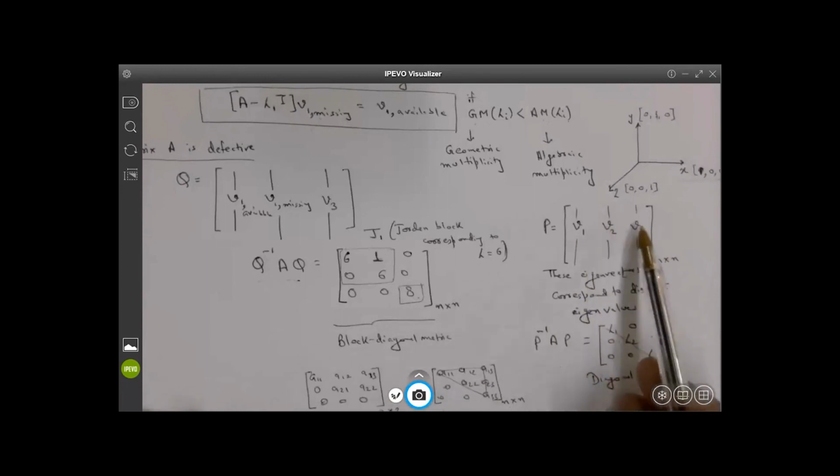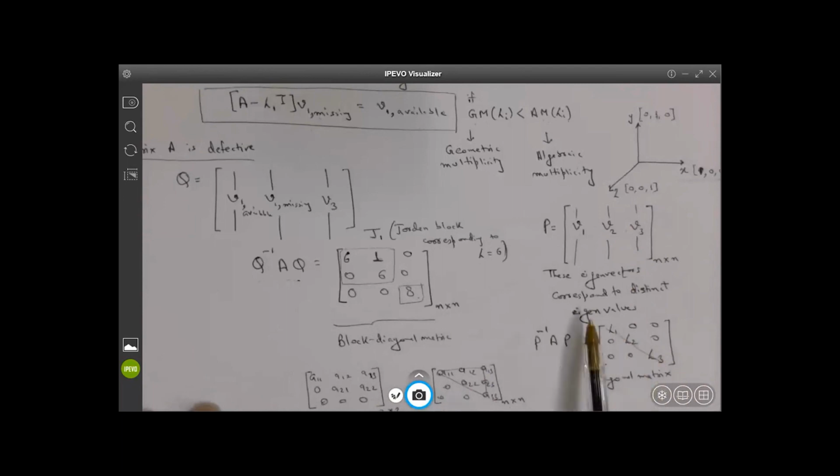In case you arrange it V3, V2, V1, then you will have lambda 3, lambda 2, lambda 1. So eigenvalues will get rearranged accordingly. If you have lambda 1, lambda 2, lambda 3, that means it has to be V1, V2, V3. If it is 3, 1, 2, then it will be 3, 1, 2 as well: lambda 3, lambda 1, lambda 2. The diagonal entries will basically get rearranged accordingly.